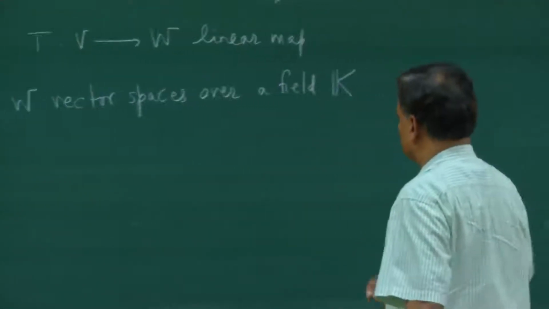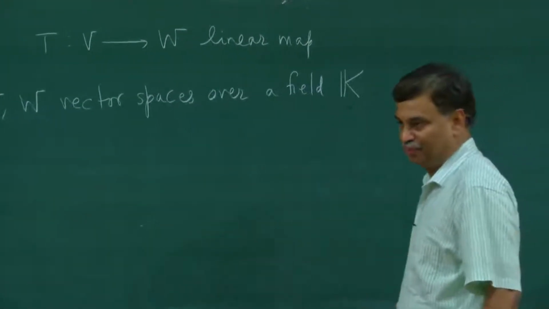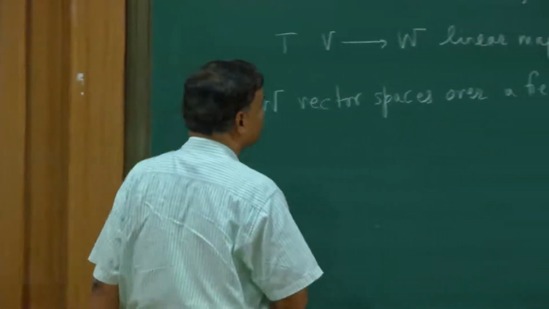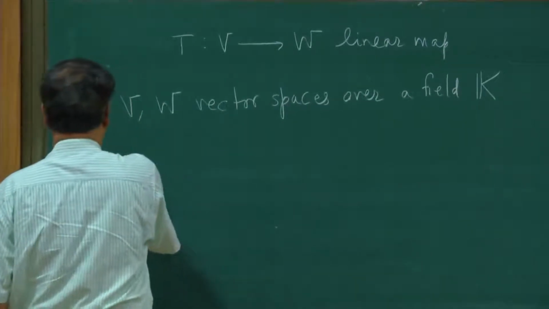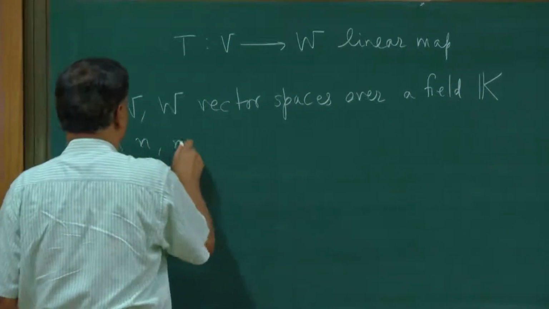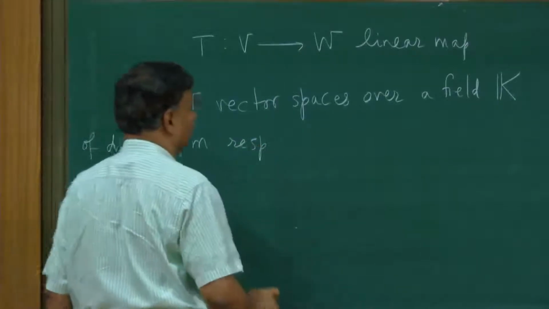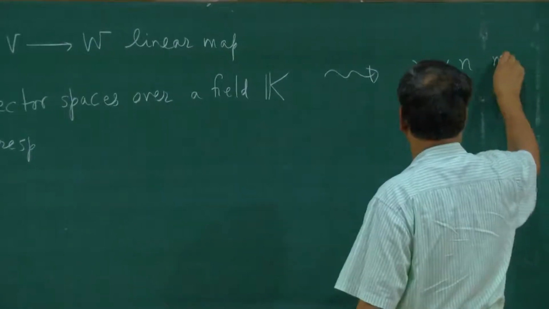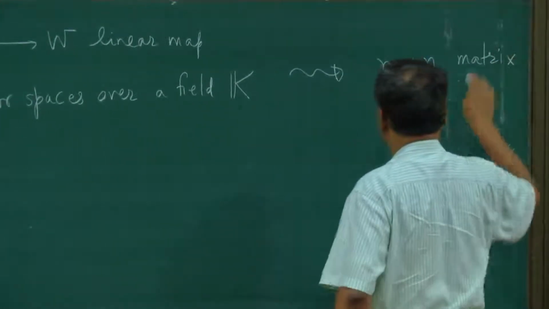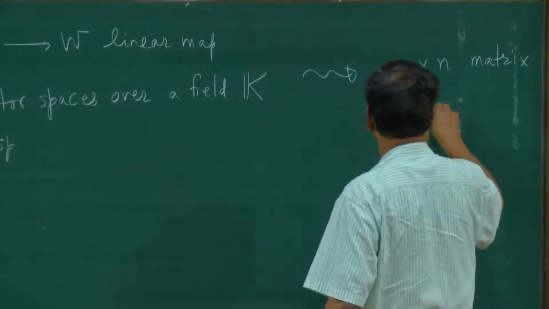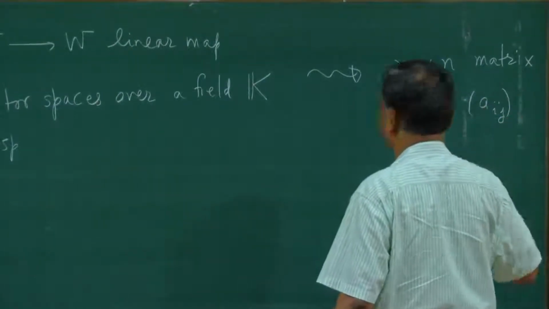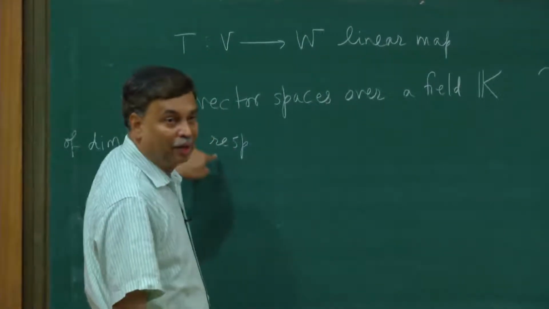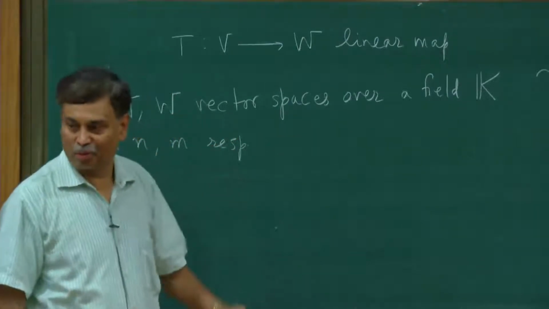linear map or linear transformation, V and W vector spaces over a field K. As I said, you can think of K as R or C if you find the word field a little abstract. Let us say of dimension n and m respectively, then to that you can associate an m cross n matrix. Let us say A equal to Aij, which is determined as follows. It is actually determined by a linear map and by choice of basis of the domain and the codomain.